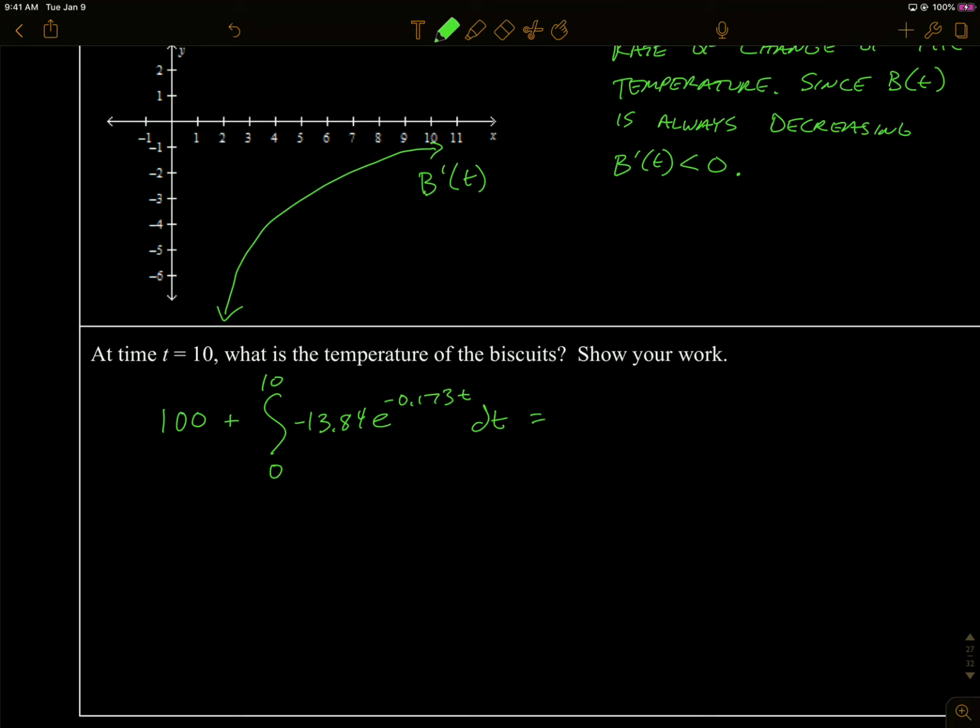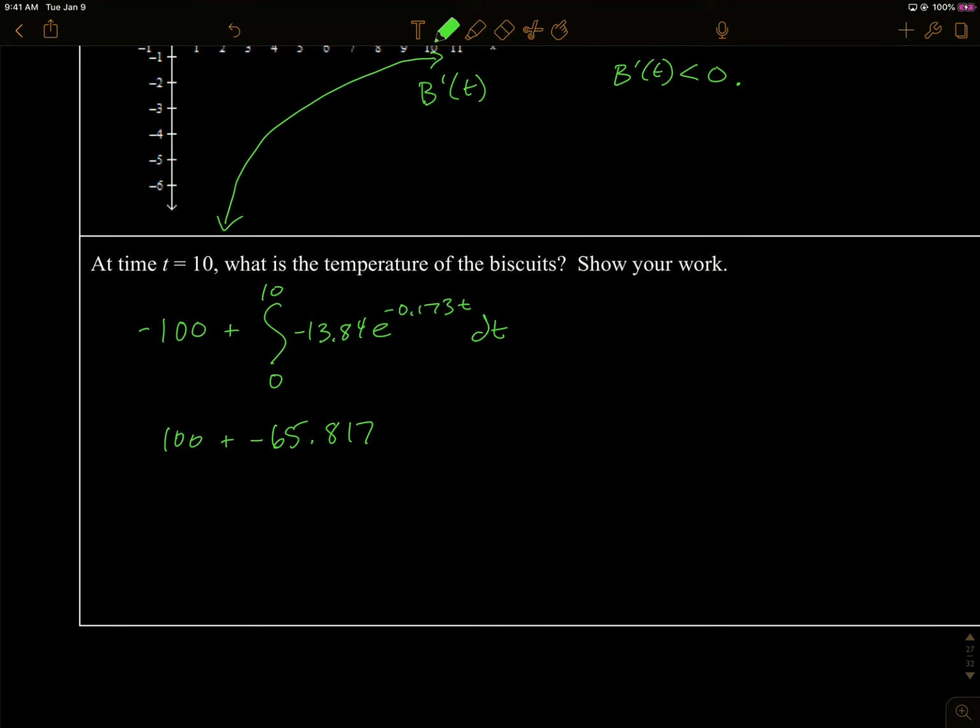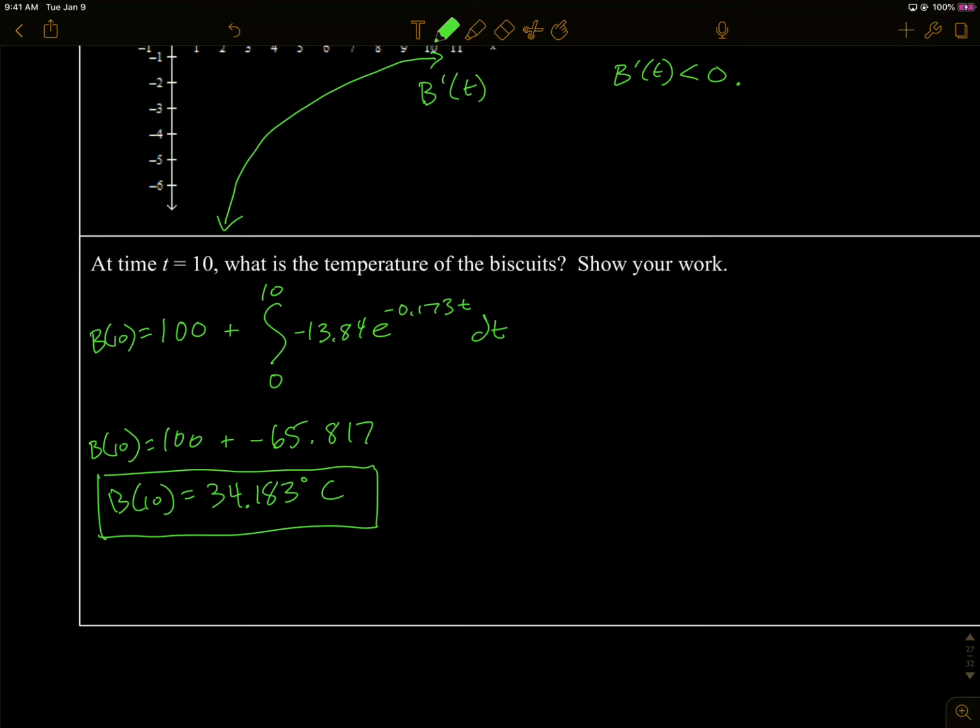That's going to be equal to 100. Let me write it underneath for room. So that's 100, our starting temperature there when we pull them out of the oven. Plus, we do this on our calculator. We're going to get negative 65.817. So B of 10 is equal to that. The temperature after 10 minutes is going to be 34.183 degrees Celsius. Okay, we don't have to explain this one in context of the problem.